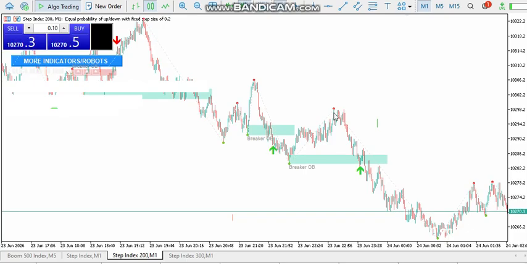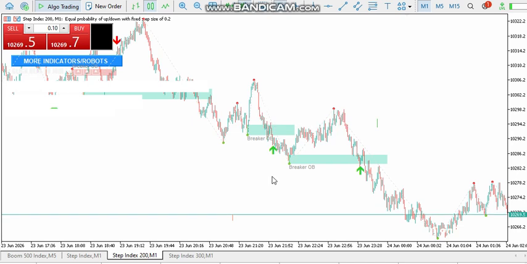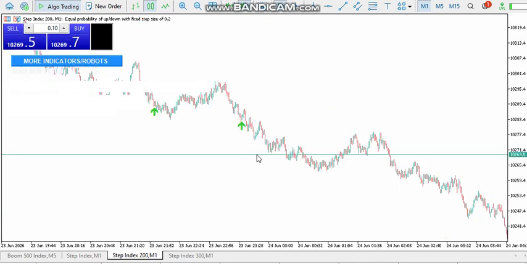So you can decide to close when you have attained your fair value gap at this particular zone. You can decide to take out of the market if you have attained your fair value gap at this particular level. So let me show you more of it.